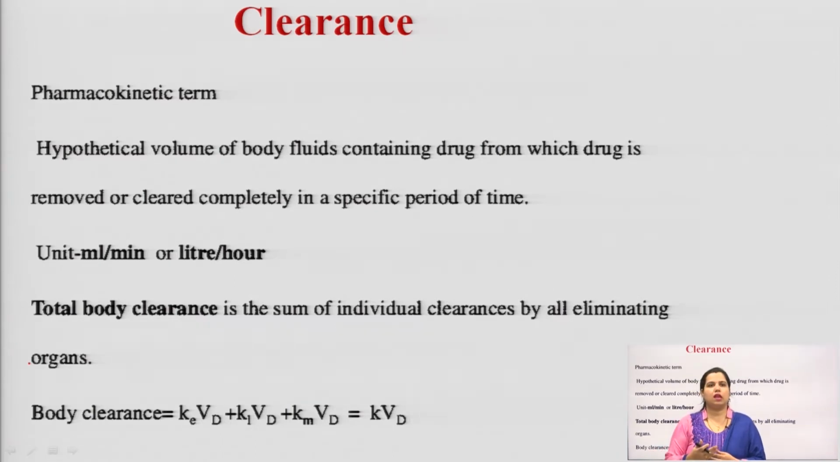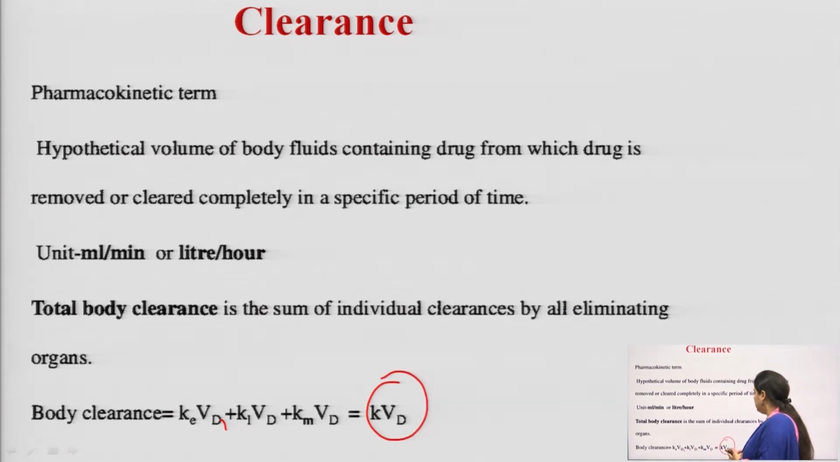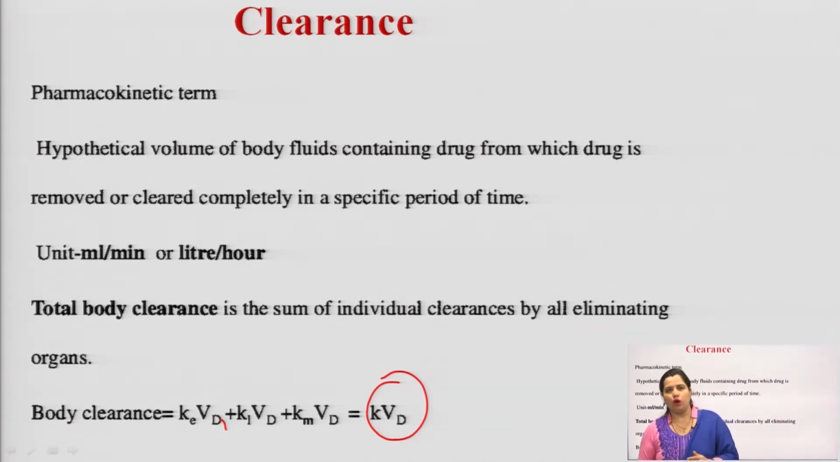So, body clearance is basically represented as KE VD, where KE is the elimination rate constant and VD is the volume of distribution, then K1 VD, Km VD. So, these are all different organs we are taking, like muscles and different parts of the body, important parts. So, if we talk about total clearance, it will be represented as the sum of all these different body parts and body tissues and blood plasma. So, here this will be represented as K VD. So, this is how we calculate total body clearance out of different clearance values.